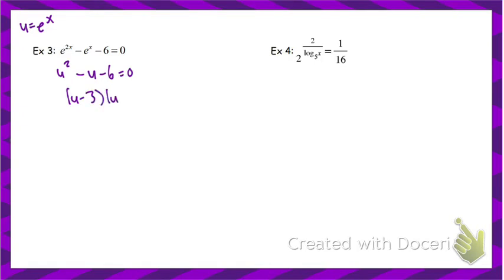This factors into u minus 3 and u plus 2. So I get that u is 3 and u is negative 2. Again, remember though, we're not solving for u.